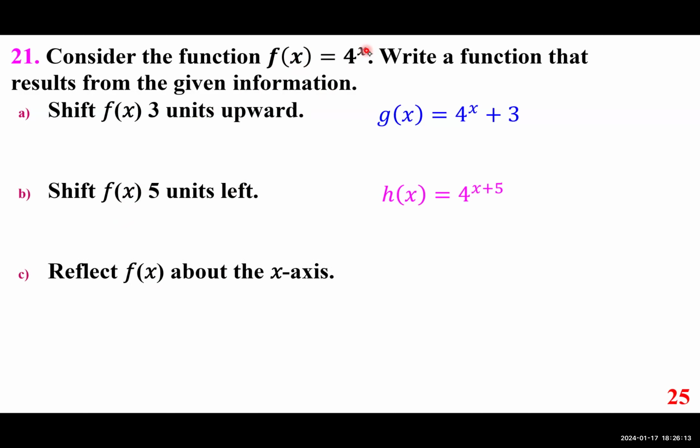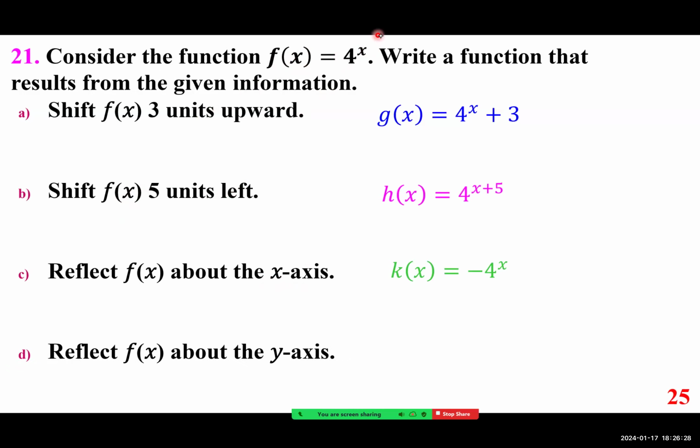Reflect f of x about the x-axis. Since it's about the x-axis, just put a negative sign in front of that, and the y in essence. Remember, 4 to the power of x represents a y. But if we want to reflect it about the y-axis, put a negative sign in front of x. Okay.